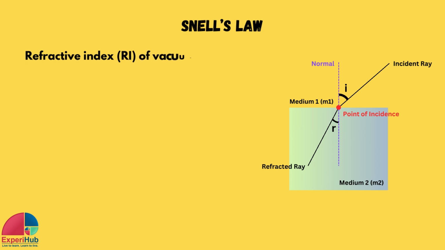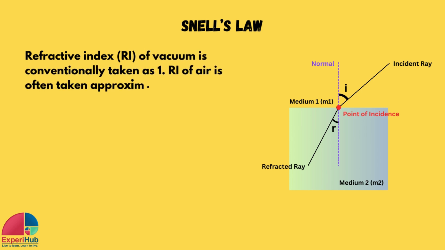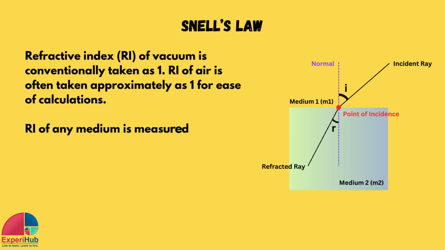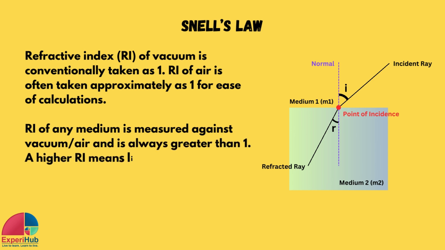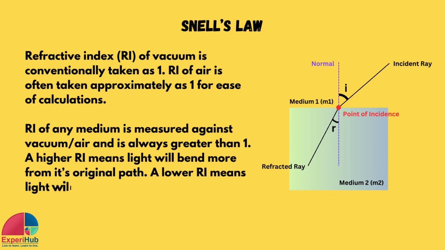Refractive index of vacuum is conventionally taken as 1. Refractive index of air is often taken approximately as 1 for ease of calculations. The refractive index of any medium is measured against vacuum or air and is always greater than 1. A higher refractive index means light will bend more from its original path. A lower refractive index means light will bend less from its original path.